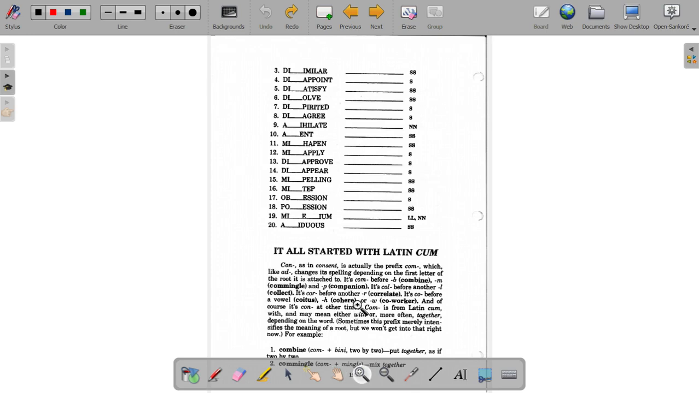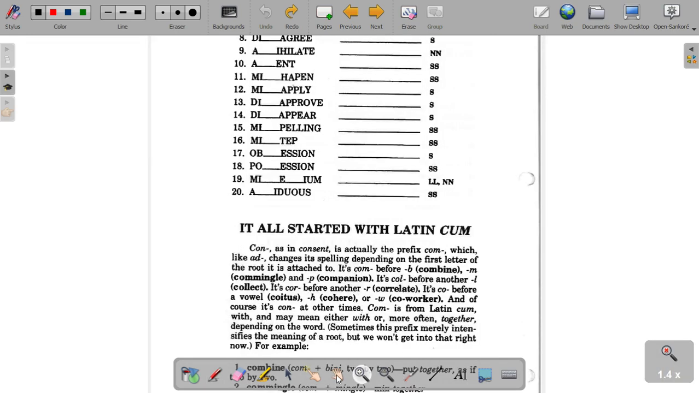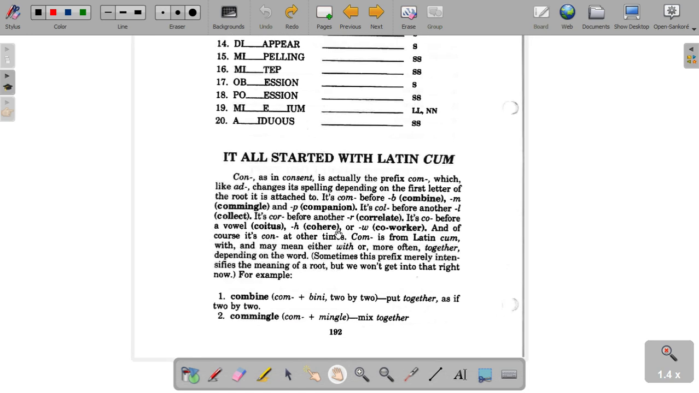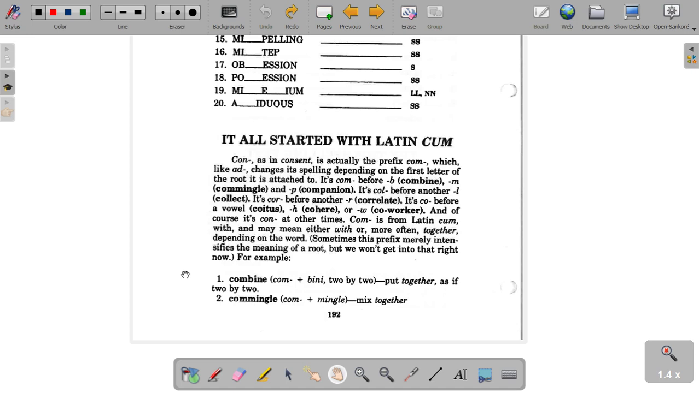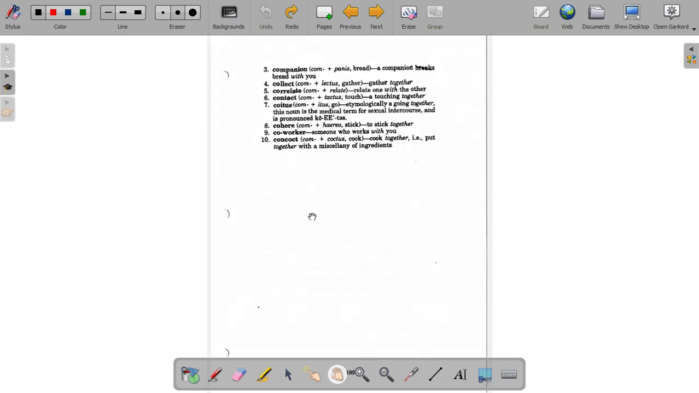So then we have the Latin cum. Con, as in consent, is actually the prefix com, which, like add, changes its spelling depending on the first letter of the root it's attached to. It's com before b, combine. M before M, of course, commingle. And P, it's com as well, so companion. It's col before another L, so collect. It's cor before another R, correlate. Co before a vowel, coitus. And before H, cohere, or W, co-worker. Okay, so we're going to go ahead and move quickly through this.